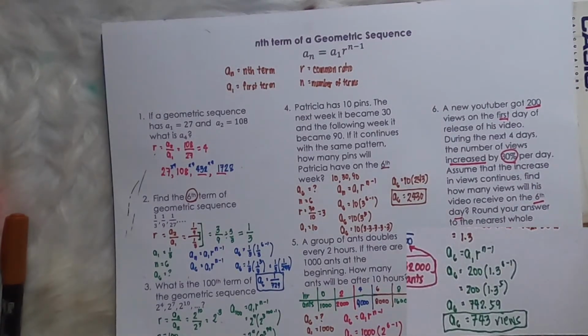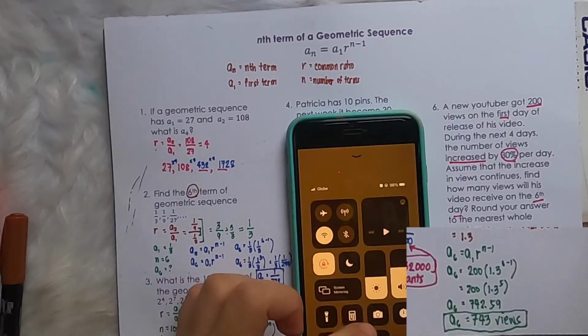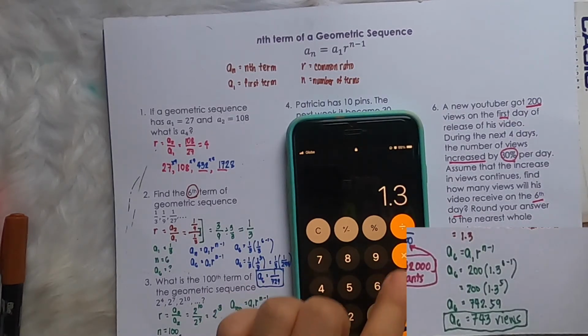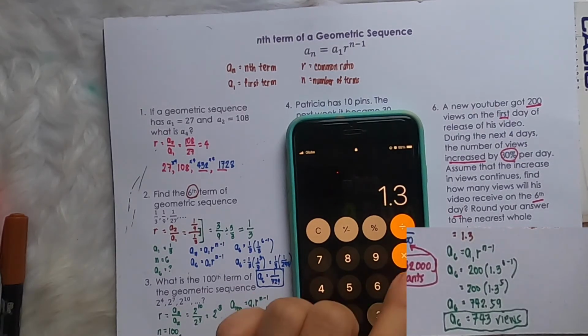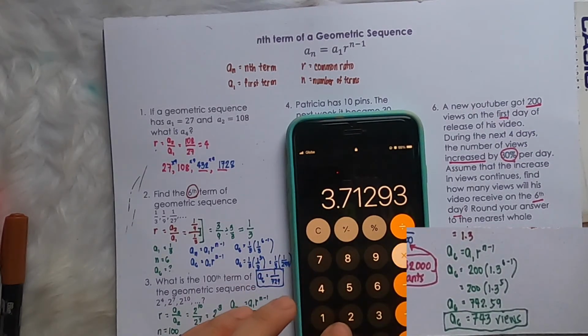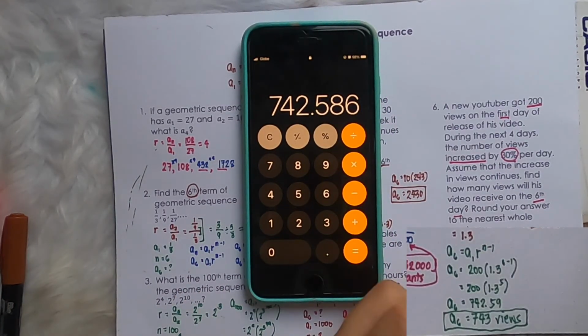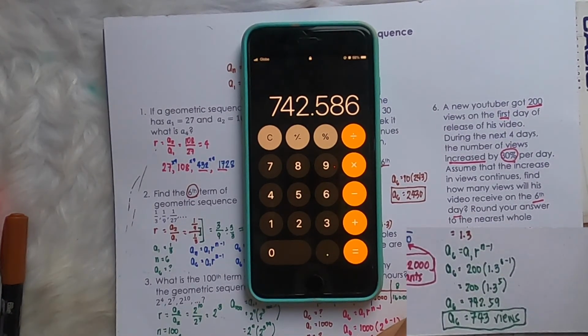Since decimal po ito at exponential, we can now use a calculator. Let's multiply 1.3 to itself. And then, multiply it with our first term, 200. So, ang sagot po natin ay 742.59. Pero wala naman pong views na butal. Instead, we round it off to the whole number. We now have 743 views.